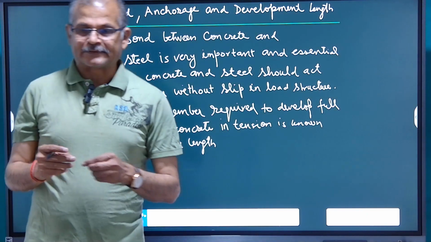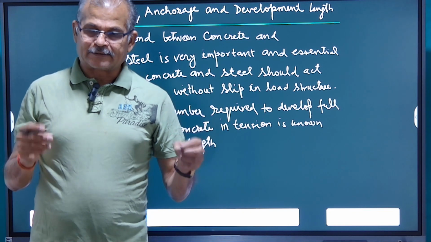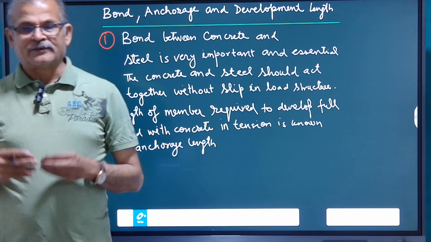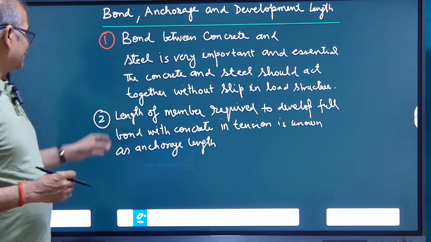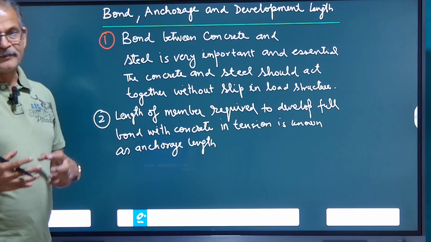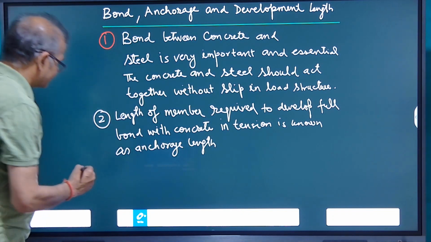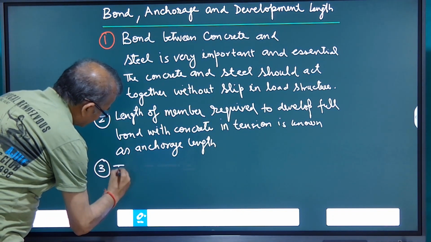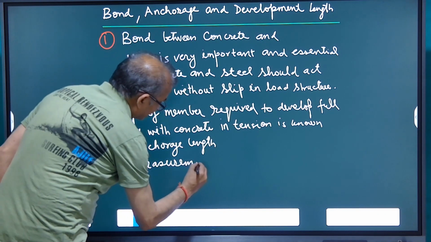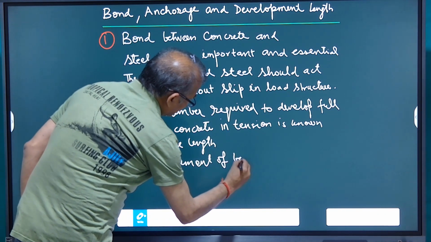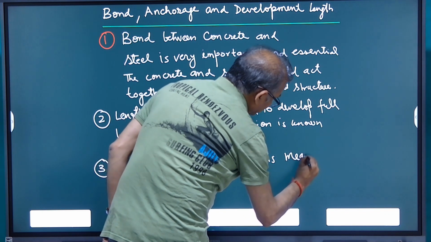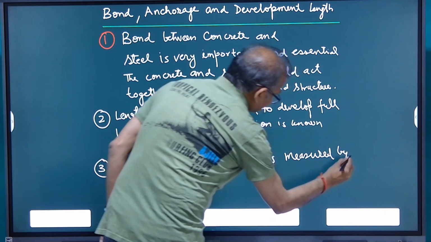Length of steel member or rebar member is required in such length that it should be embedded or anchored in such length that it should develop full bond with the concrete, so that slip from the concrete doesn't occur. So the length of member required to develop full bond with concrete in tension is known as anchorage length, and the measurement of bond is done with the bond stress.